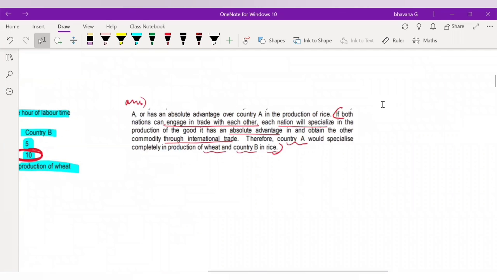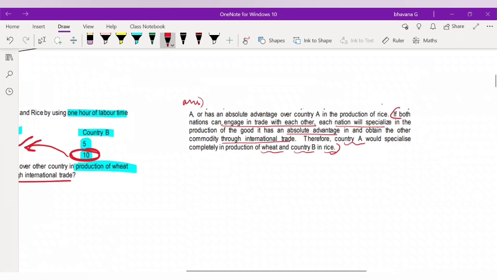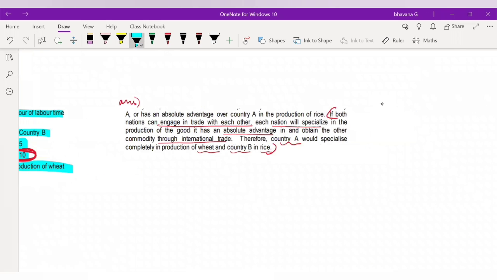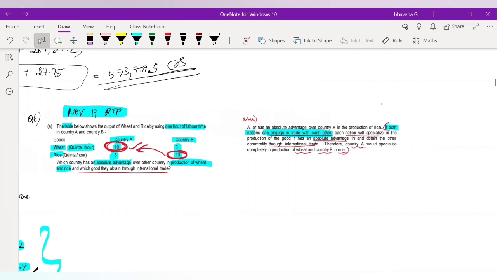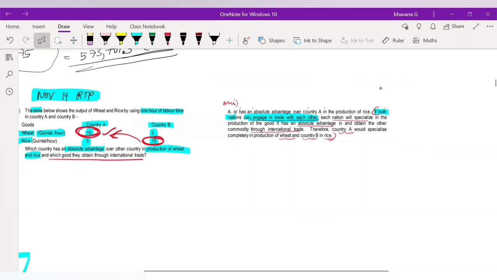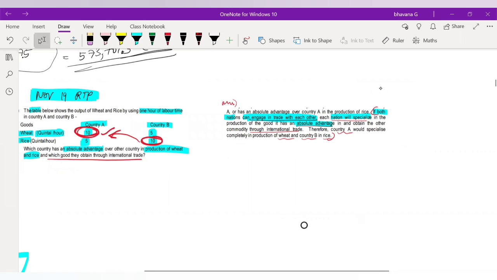So A has an absolute advantage. One second, guys. Here they have told you the absolute advantage of a country in the production of rice. Okay, that we have seen, which country has absolute advantage. See this line. If both the nations can engage in trade with each other, that means if both nations can produce one thing and trade the other with each other, the nation will specialize in what they have absolute advantage.